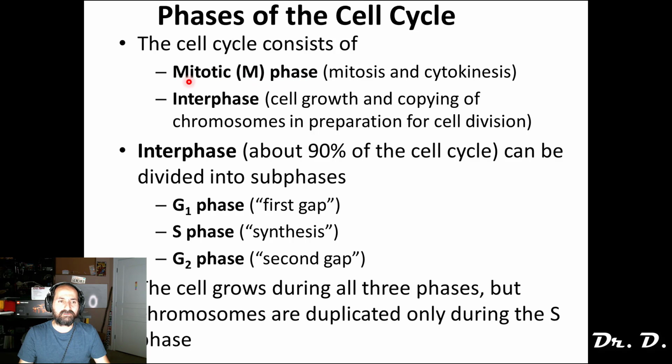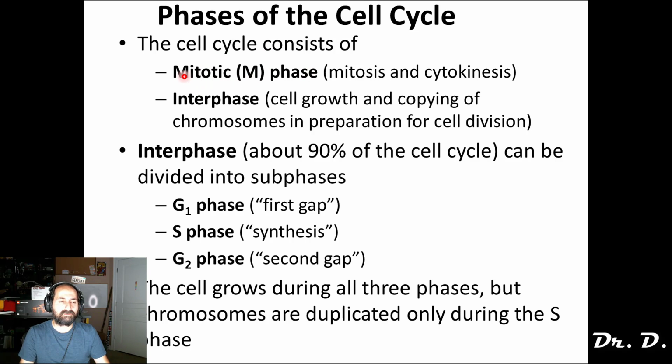And this is where the cell's actually dividing. You can think of mitotic phase as the phase where the cell's dividing. The M phase consists of mitosis and cytokinesis. Mitosis and cytokinesis together make up M phase or mitotic phase. What you should realize is mitosis is not mitotic phase. Mitosis plus cytokinesis together is mitotic phase or M phase.